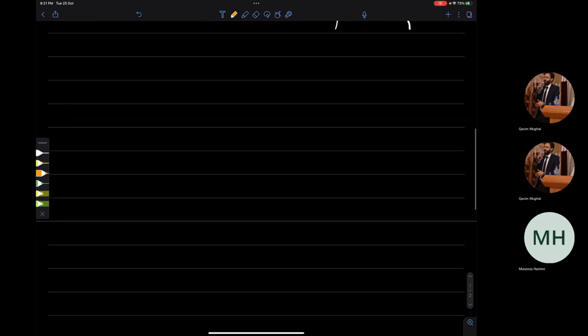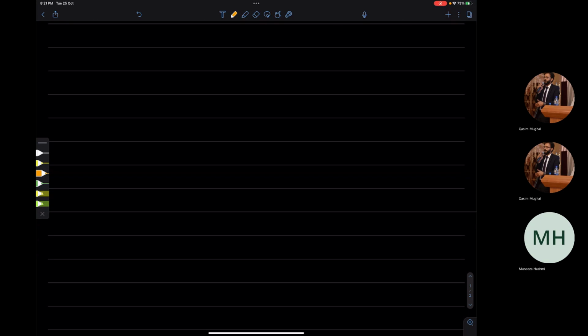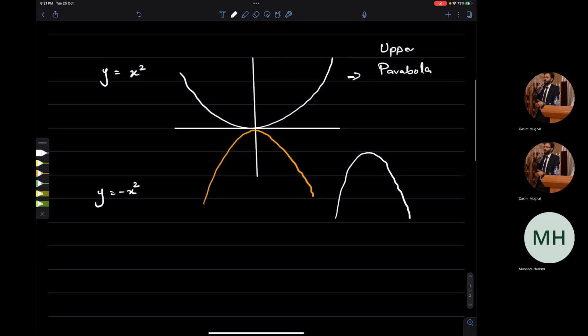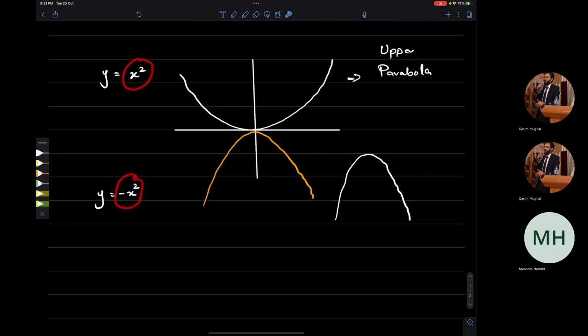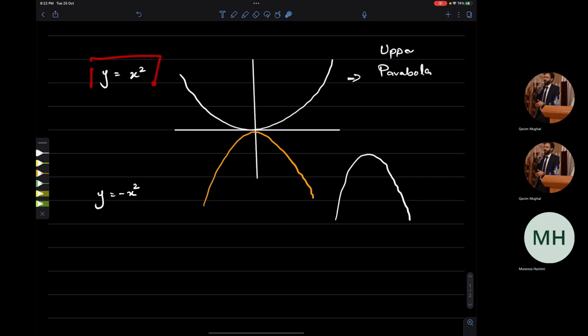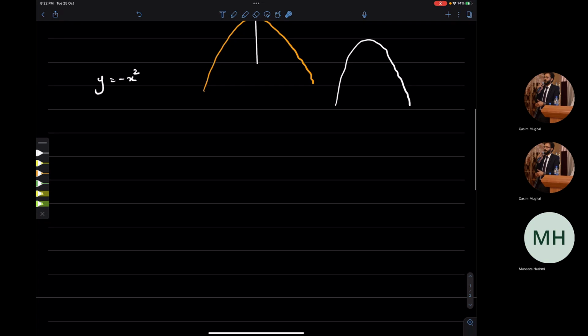All right, now I'm going to take you to the different forms of the quadratic equation. First of all, we'll be discussing rough sketches. That's our main topic today. For a rough sketch, the main important thing to understand is when you are going to obtain an upper parabola and when a lower parabola. You will always obtain an upper parabola whenever you have a positive coefficient of x squared, and you will always obtain a lower parabola whenever you have a negative coefficient of x squared.